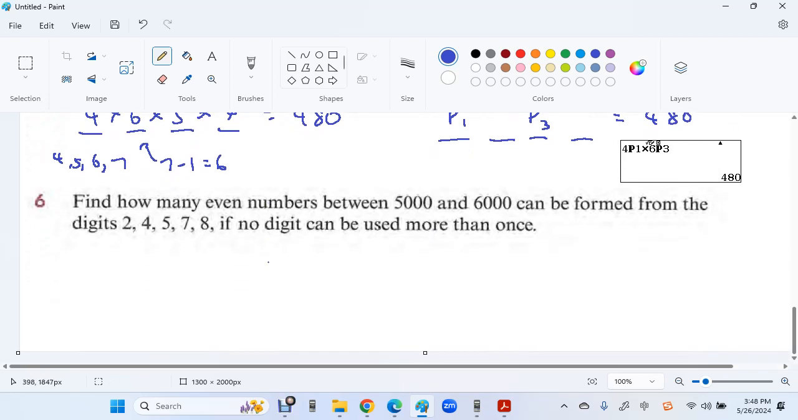Number 6. Find how many even numbers between 5,000 and 6,000 can be formed from 2, 4, 5, 7, 8, 9. So it must start with 5. And then it must be an even number. So we can have 2, 4, 8 here, then only 3 choices are even. Out of 5, after we use 2, we have 3 left, then 3, 2. So this is 18.